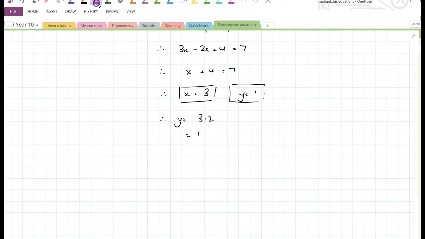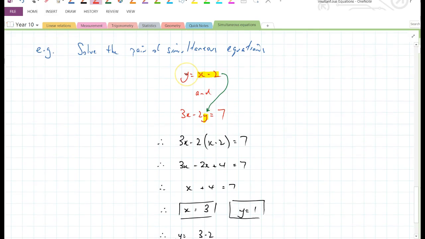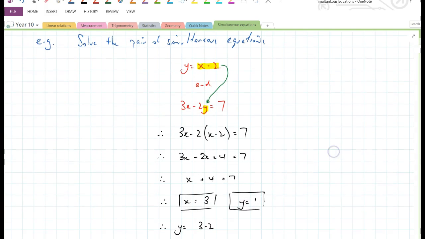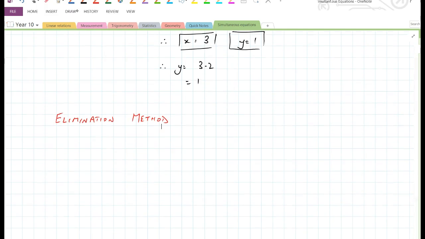Okay, we're going to have a look at another method now. It's called the elimination method. And you'll see that this is quite a neat method, especially when equations are written such that we don't have x or y as the subject of one of our equations. So I'll show you an example of that.